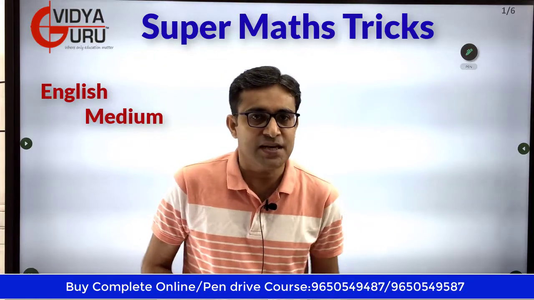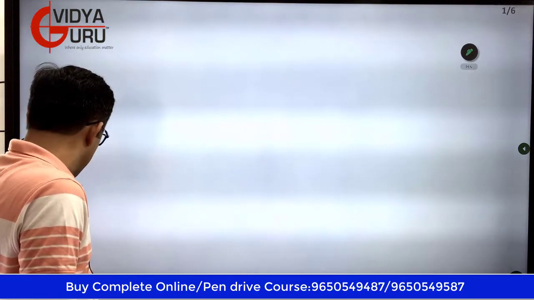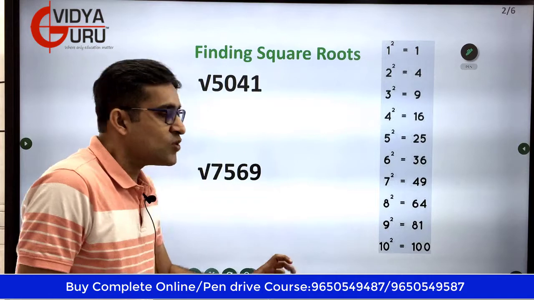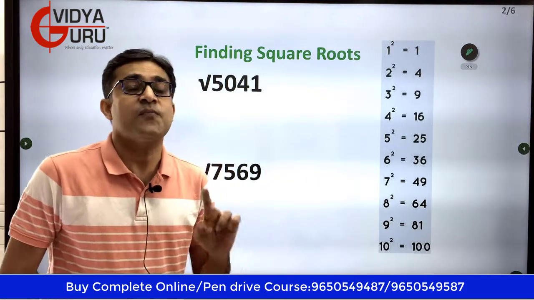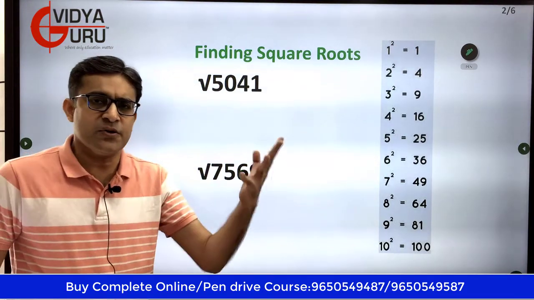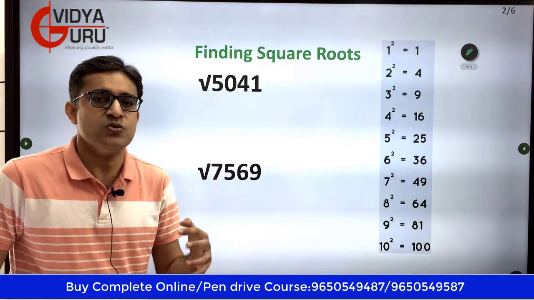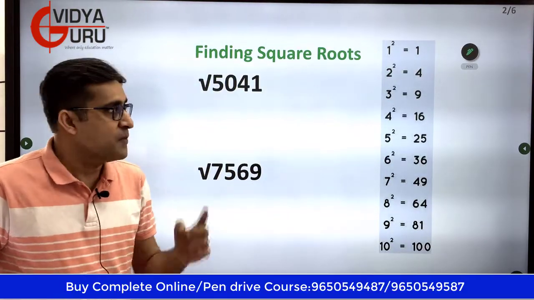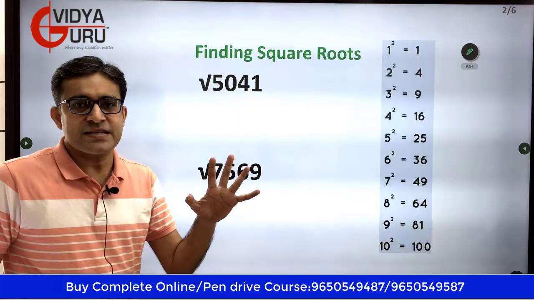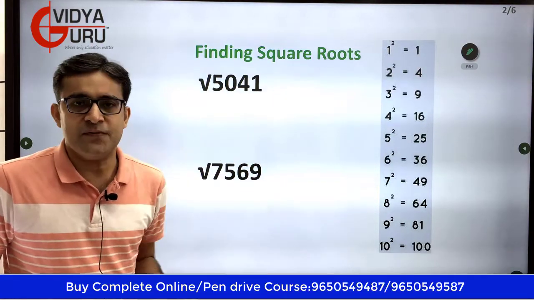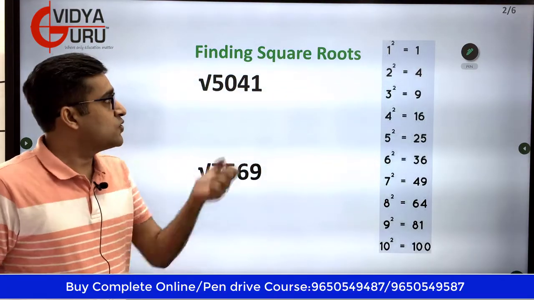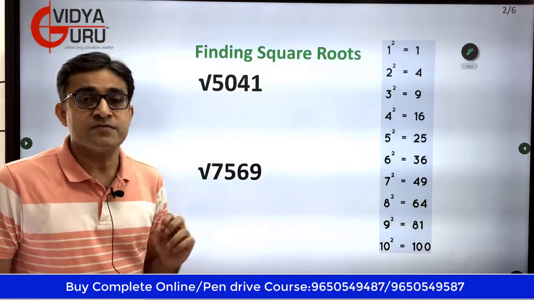So let's get started with square roots first. And please note that these are square roots of perfect squares. In a later video, I will tell you about the square roots of imperfect squares also. But right now, all the examples I am going to take are going to be perfect squares. So the first question is the square root of 5041.